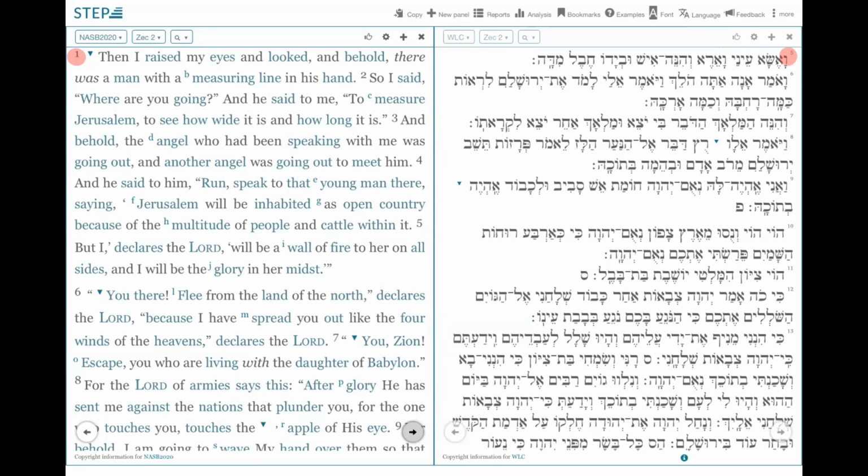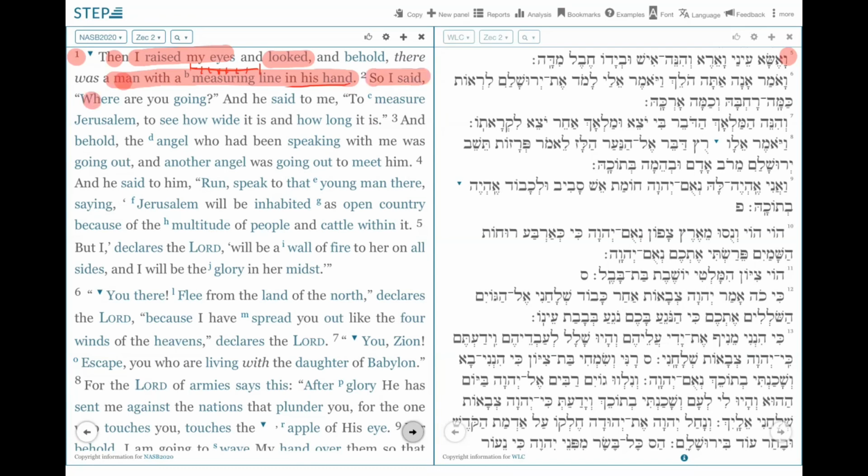As we come to this particular vision, again, this is a vision. The vision is this: and then I raised my eyes and I looked, and this is what I saw, a man with a measuring line in his hand. Now, in this case, it is different from the previous chapter. This is actually a measuring line to measure distance, not a plumb line for architecture, but a measuring line in his hand. So whenever we see man, it's very likely to be read also as an angel.